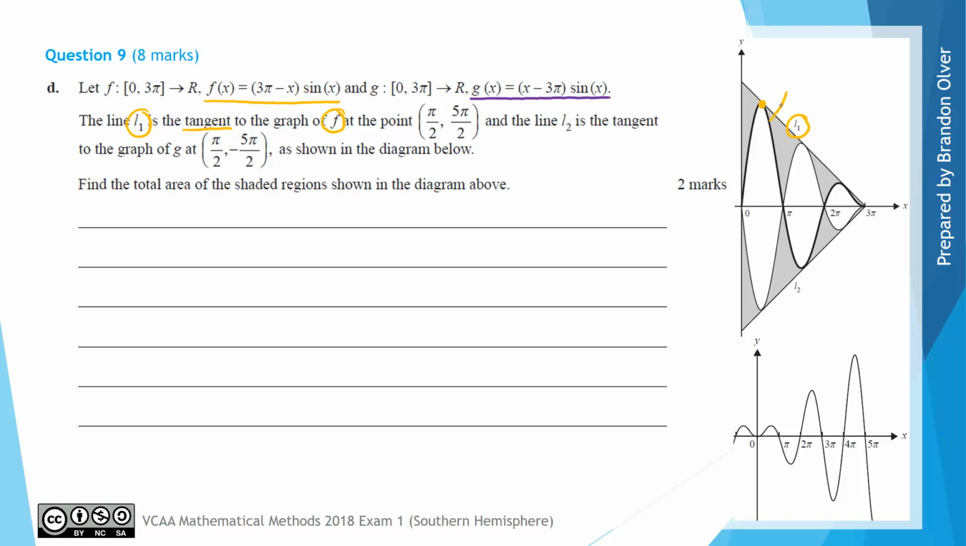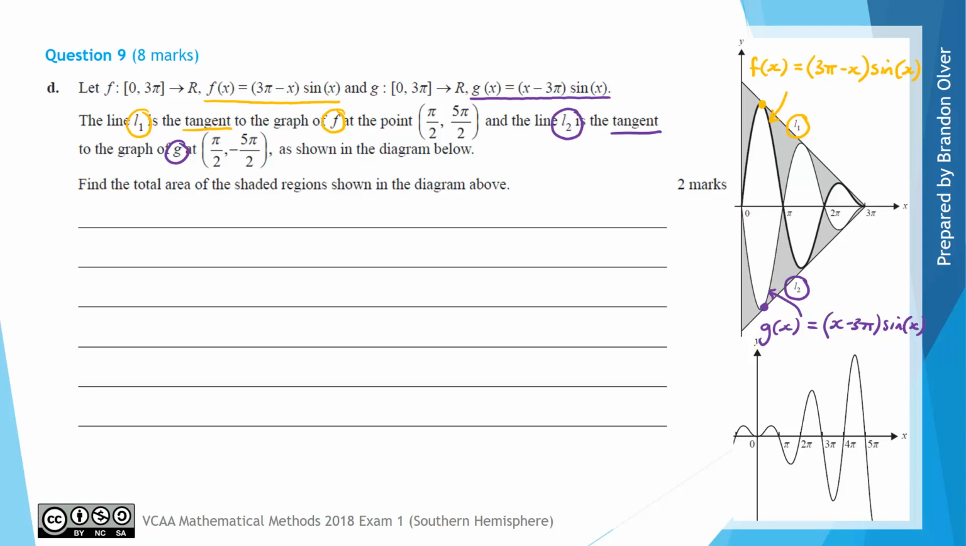So that means that this slightly more bolded line has the rule f of x equals (3π − x) times sine of x. And the line L2, which is down here, is a tangent to the graph of g at the point (π/2, −5π/2), so that's that point there, which means the slightly thinner graph shown has the rule g of x is equal to (x − 3π) times sine of x. And all of that information is shown on the diagram that we've started annotating.